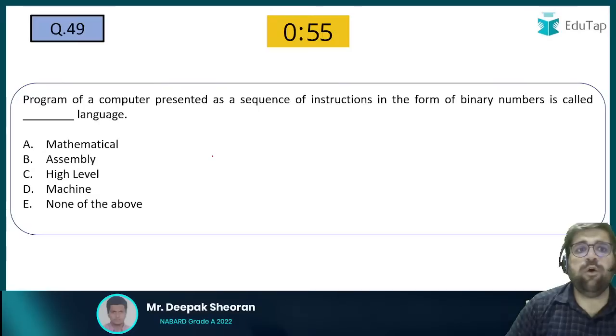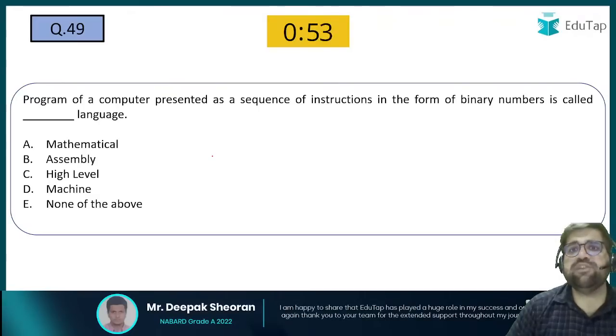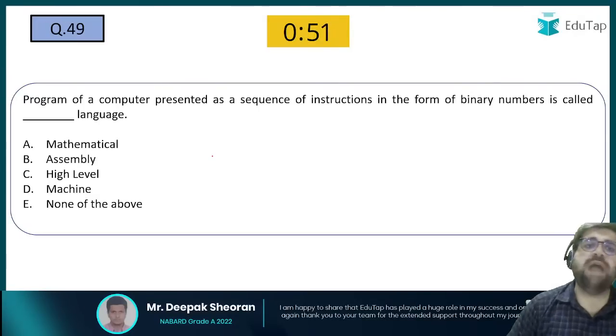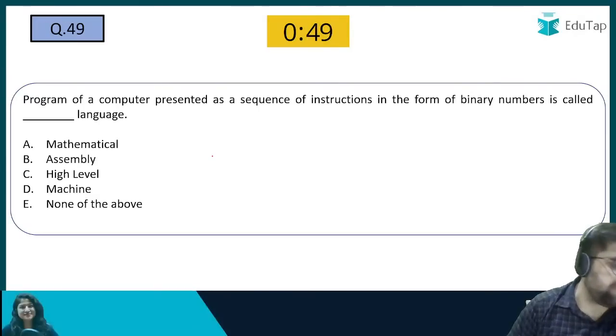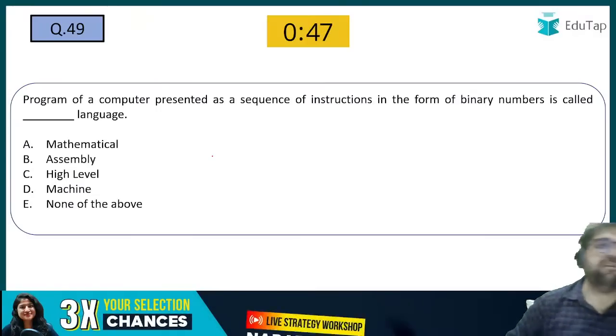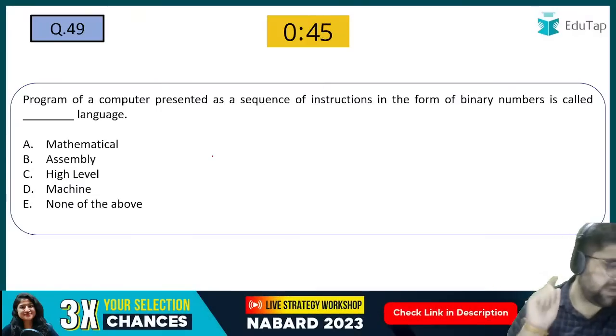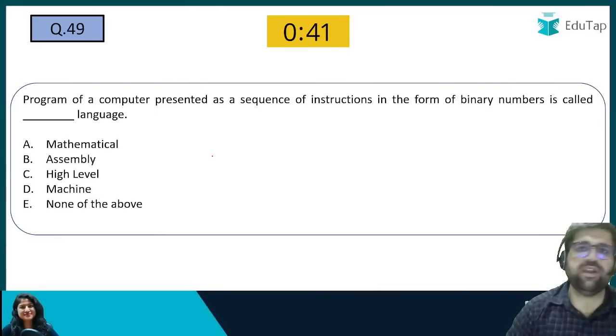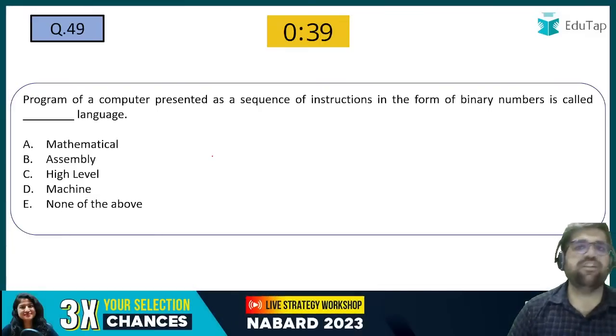49. Program of a computer presented as a sequence of instructions in the form of binary numbers, it is known as which type of language? Question number 49. I need your answers, my friend. Please revise with me. I am not teaching you anything right now because this is the time for revision.